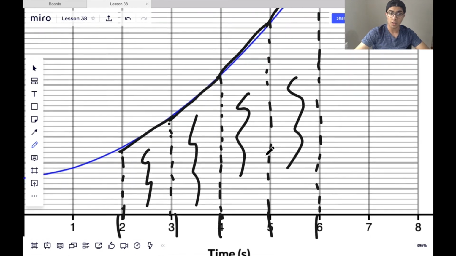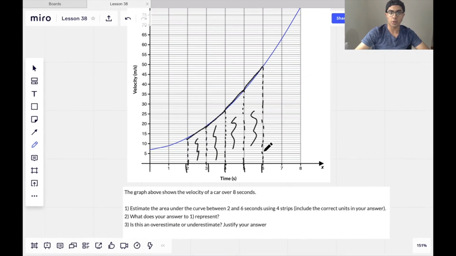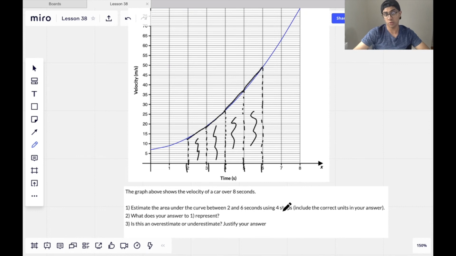They'll tell you how many strips to use, and if they don't, it's a fair assumption to use the thick lines, but they usually do tell you how many strips. And when you do that, you have these 4 strips, and then you draw a line up to here, and connect this point with this point using a straight line to form a trapezium.